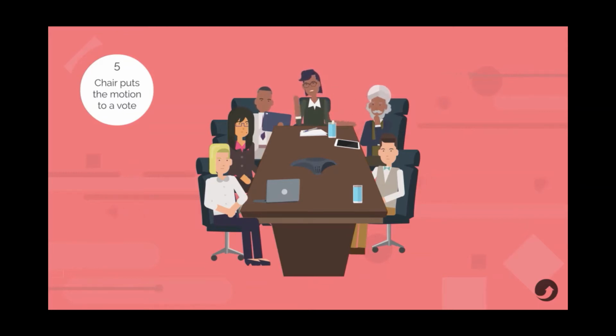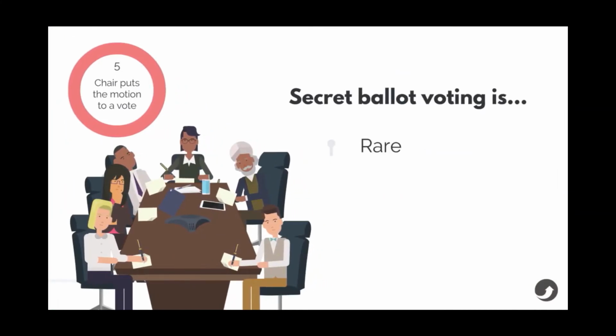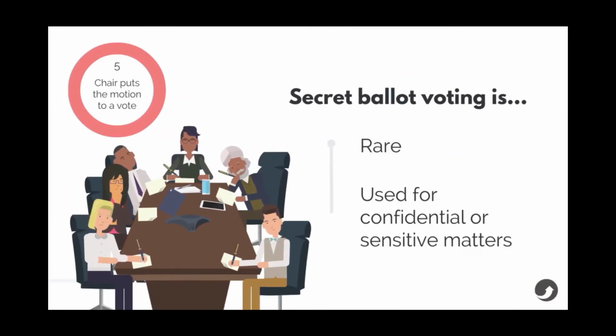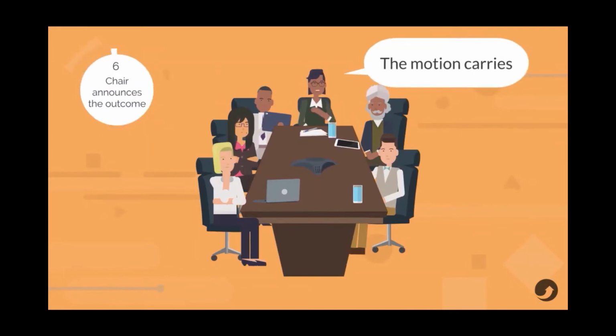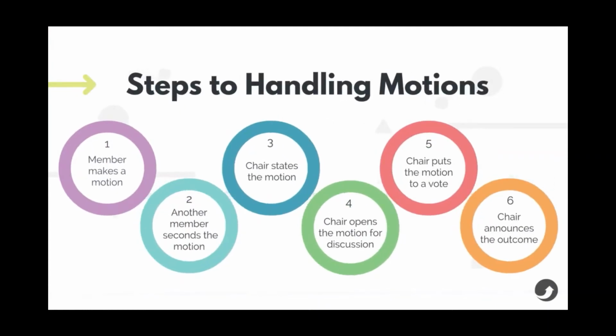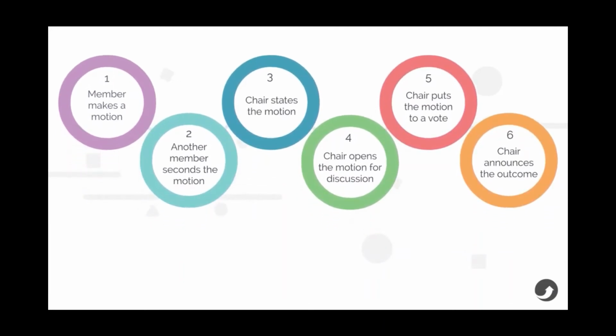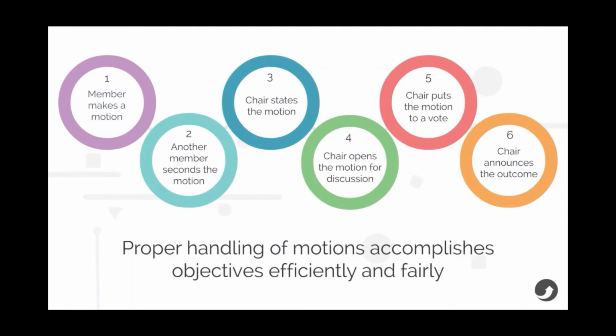There are different ways to vote, but the most common is by a show of hands. Votes by secret ballot are rare at board meetings, but may be used in areas of confidentiality or sensitive matters. Once the vote is taken, the chair announces the result of the vote. There you have it, the 6 steps in handling motions. The proper handling of motions helps boards accomplish their objectives in the most efficient and fair manner.